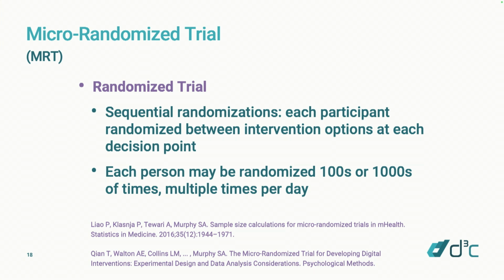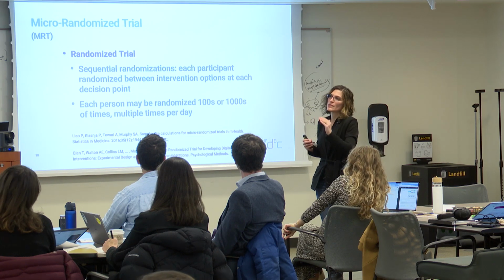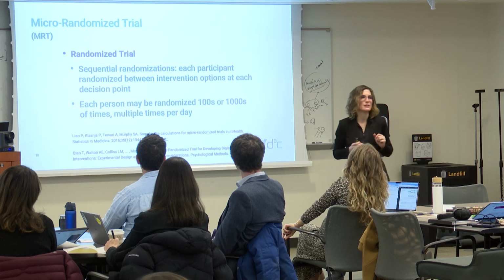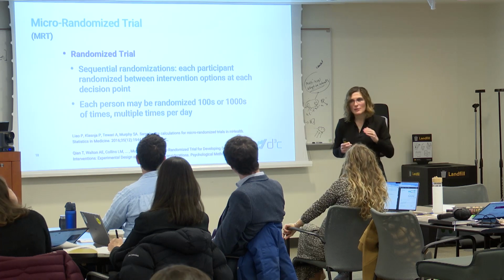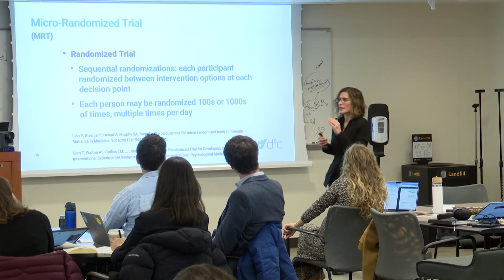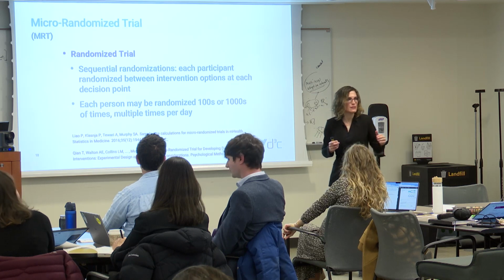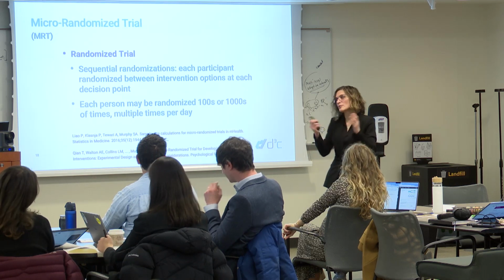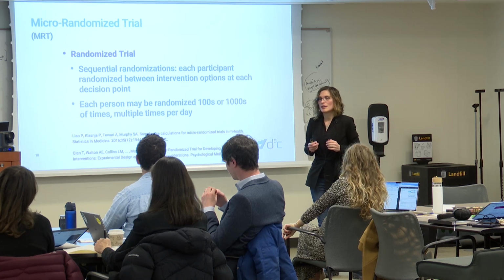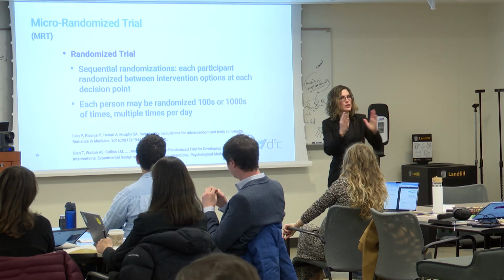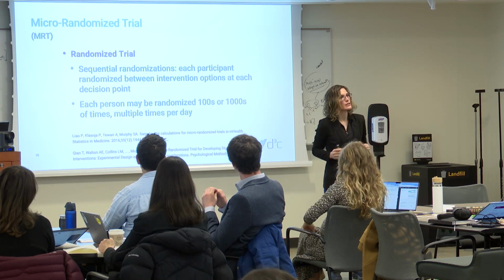But MRTs are special. They're different from the SMART in the sense that the sequential randomizations happen on a fast time scale. What does it mean in practice? It means that the same person can get randomized many, many times in the course of the trial, hundreds or thousands of times, multiple times per day sometimes. And the length of the time interval between stages of randomizations is relatively short.